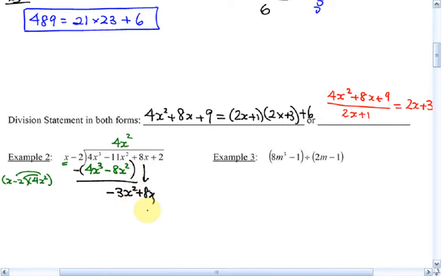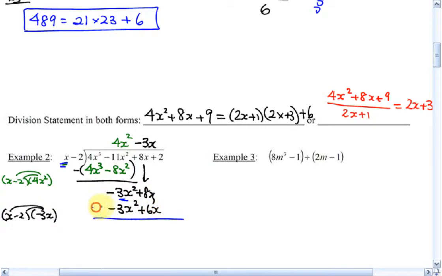Bring down the 8x, and then you ask yourself now the question, x times what gives you negative 3x squared? Minus 3x. So, once again, take your x minus 2, multiply that by the negative 3x. We'll distribute: negative 3x squared plus 6x.